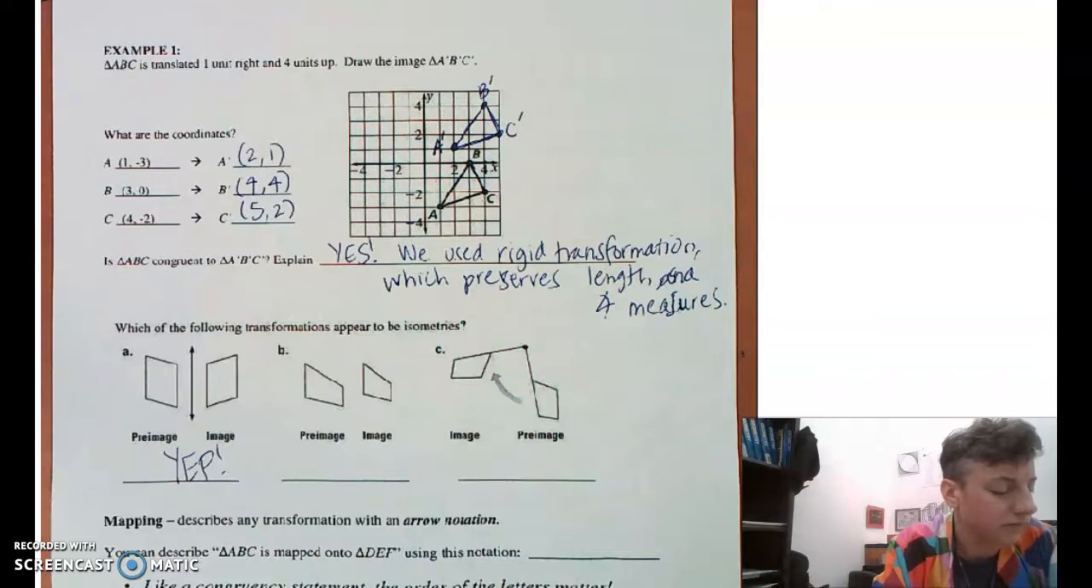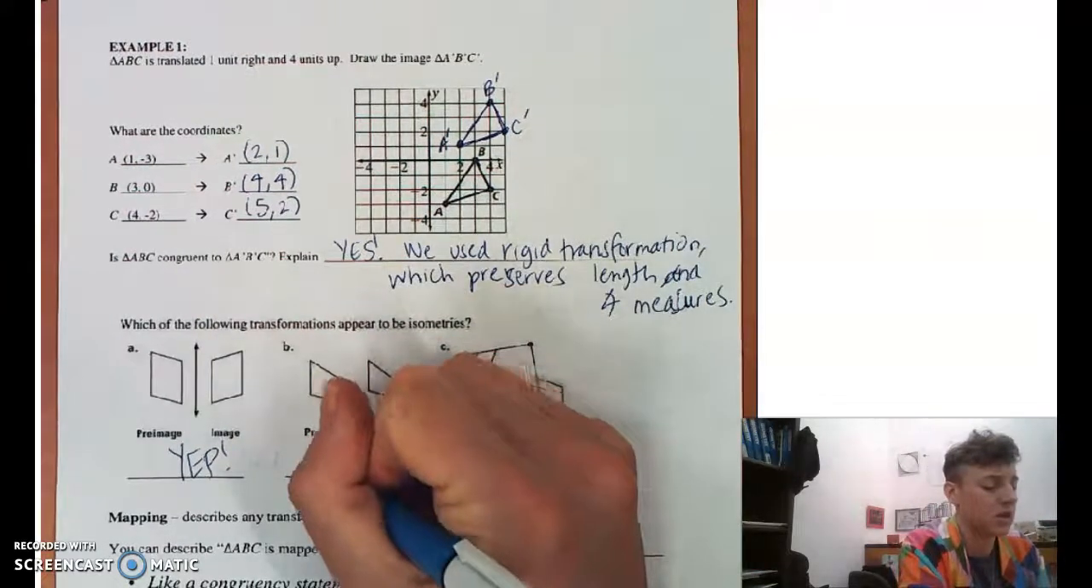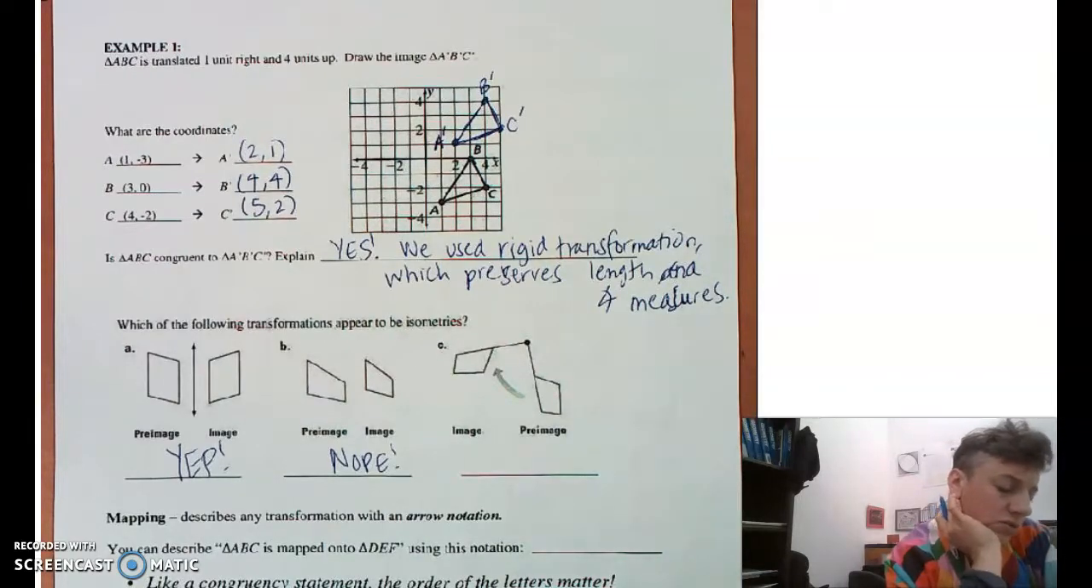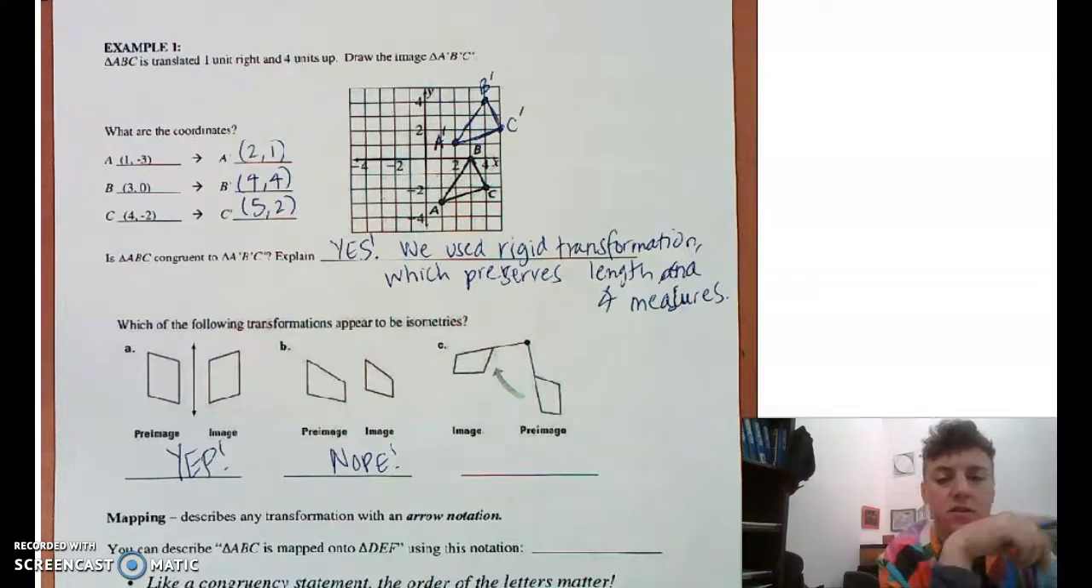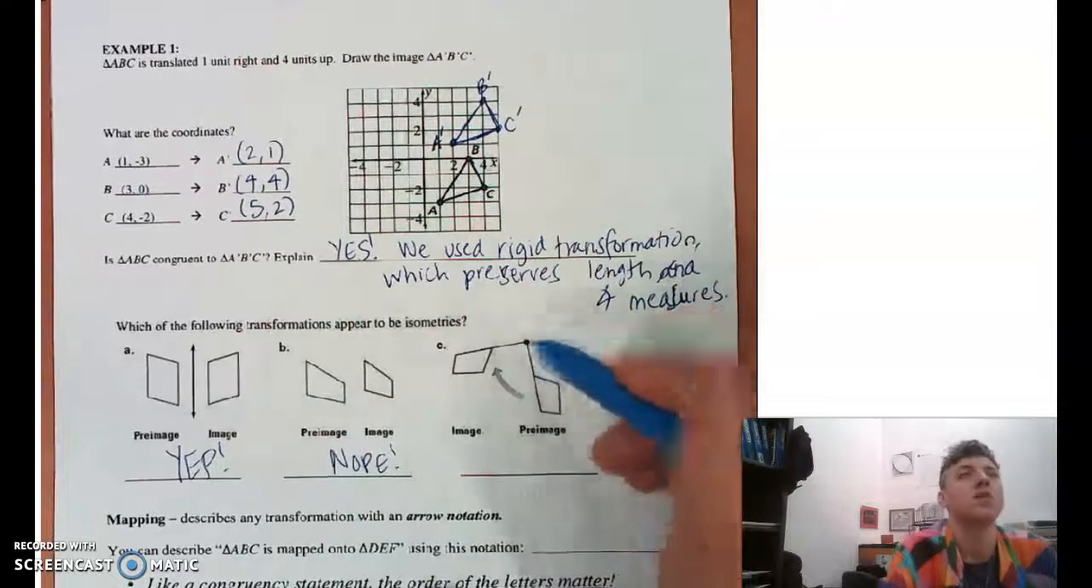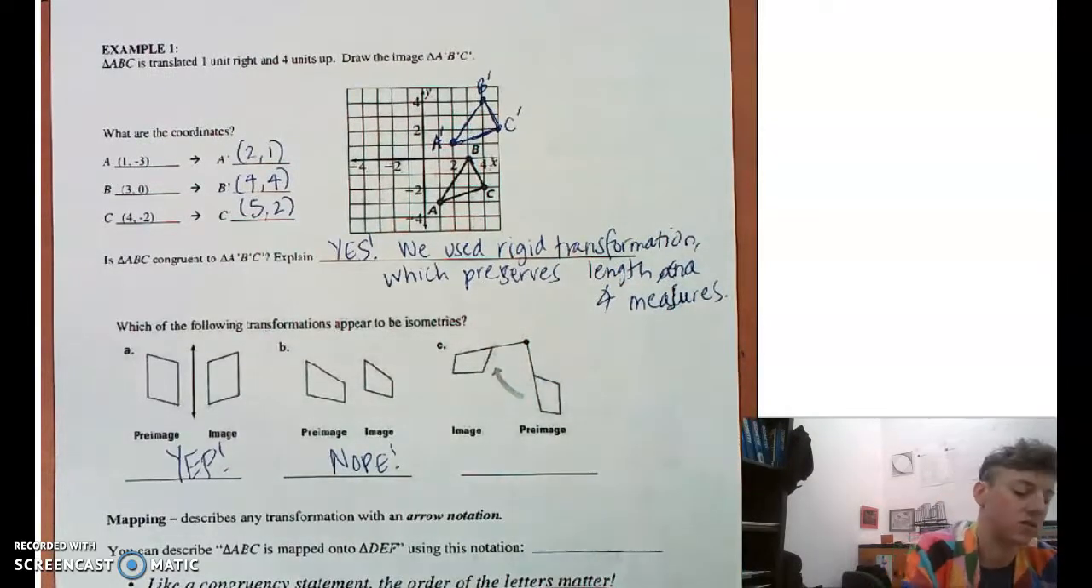Looking at B, though, that pre-image and post-image, one looks like it got squished. That's not the same shape anymore. Definitely not an isometry. Nope. C, the pre-image and post-image, or just image, I guess is what they're calling it here. I'm calling it post-image, pre and post. There's that little arrow, which indicates to me that it got rotated about that center point, which we said rotations were isometries, so yep.